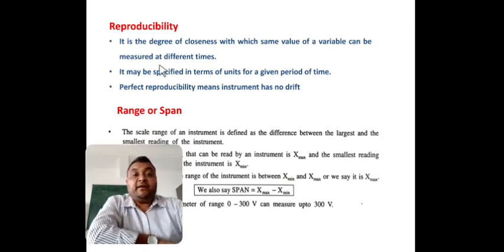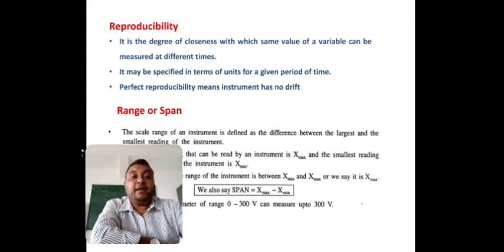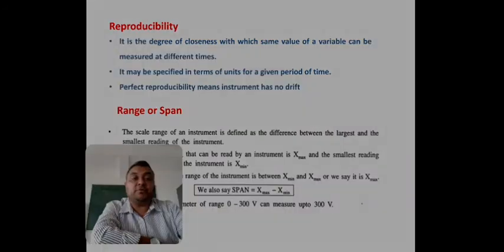Then next we will see reproducibility. When you define reproducibility, it means an instrument can produce an accurate result each and every time. Specifically, it is the degree of closeness with which the same value of a variable can be measured at different times. It may be specified in terms of units for a given period of time. Perfect reproducibility means the instrument has no drift. That's how reproducibility can be defined.